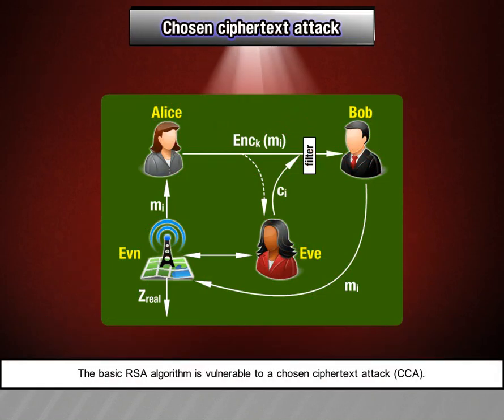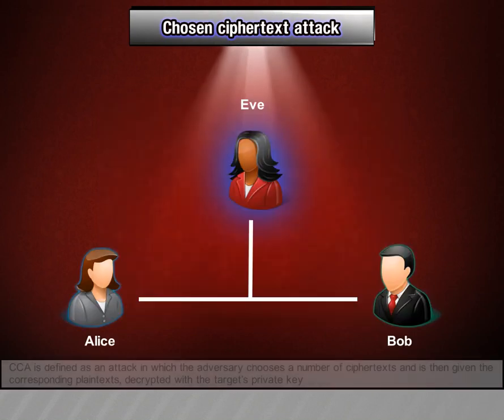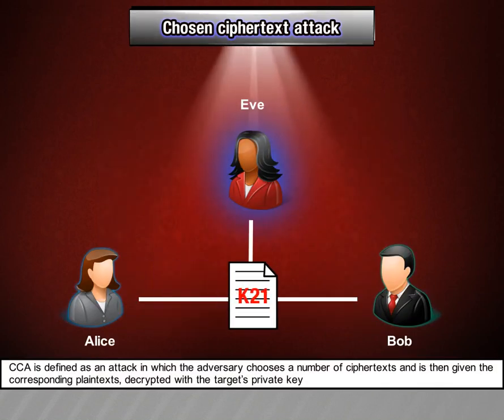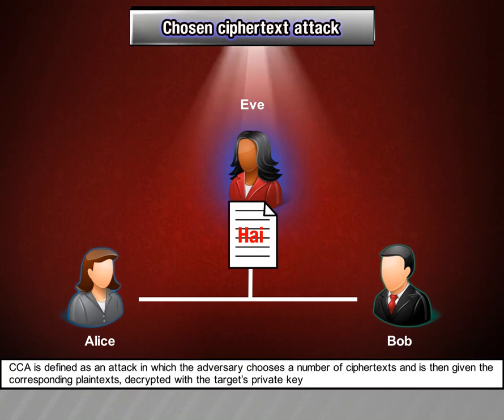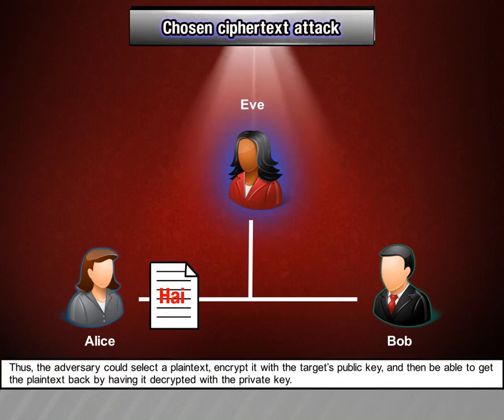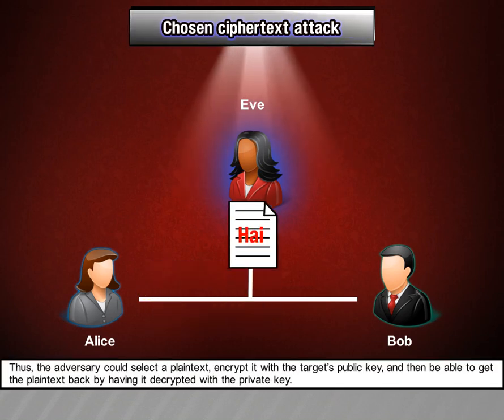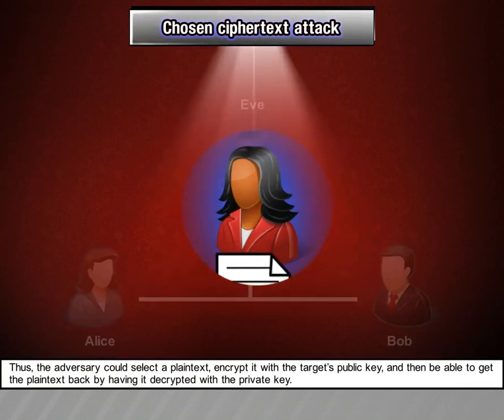Chosen ciphertext attack. The basic RSA algorithm is vulnerable to a chosen ciphertext attack (CCA). CCA is defined as an attack in which the adversary chooses a number of ciphertexts and is then given the corresponding plaintext decrypted with the target's private key. Thus, the adversary could select a plaintext, encrypt it with the target's public key, and then be able to get the plaintext back by having it decrypted with the private key.